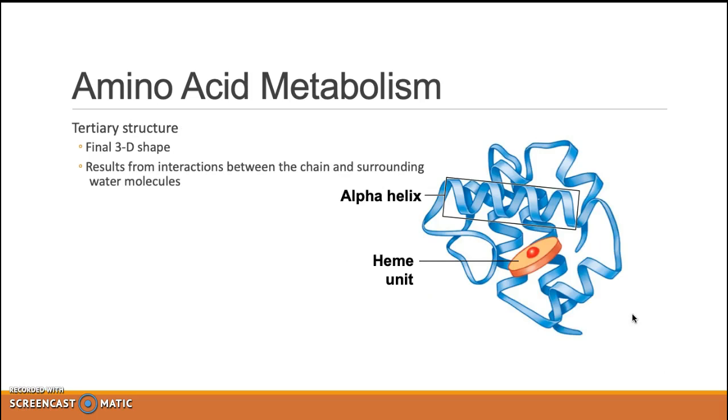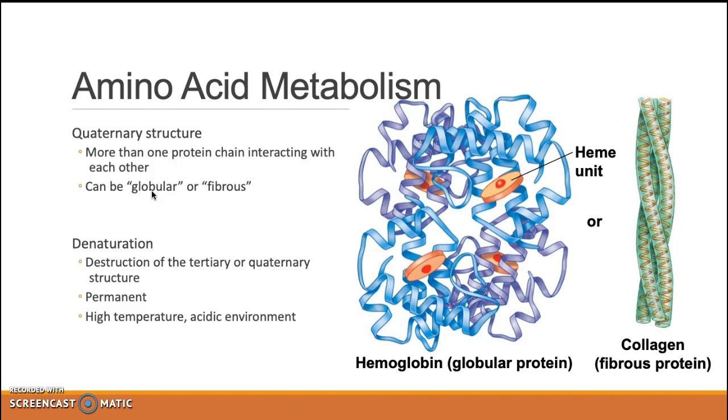Then we might also have a tertiary structure, and this is the final 3D shape of our protein. In this example, we see there's an alpha helix, here's a little alpha helix, here's another one, there's a longer one kind of behind this heme unit, and another one coming up and down this way. This 3D structure is the result of interactions between the protein chain and any surrounding water molecules. Many proteins end right here with the tertiary structure. But some proteins continue on to form a quaternary structure because that one protein chain can't function all by itself. The quaternary structure is when two or more protein chains interact with each other.